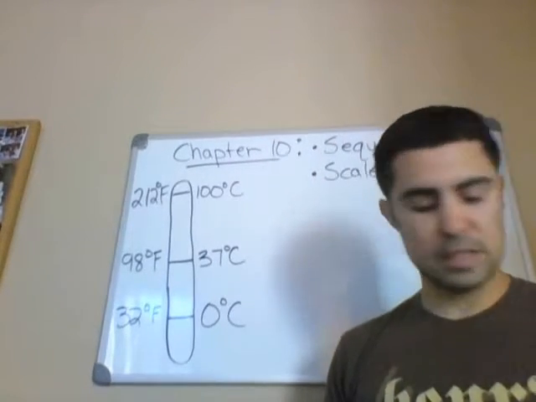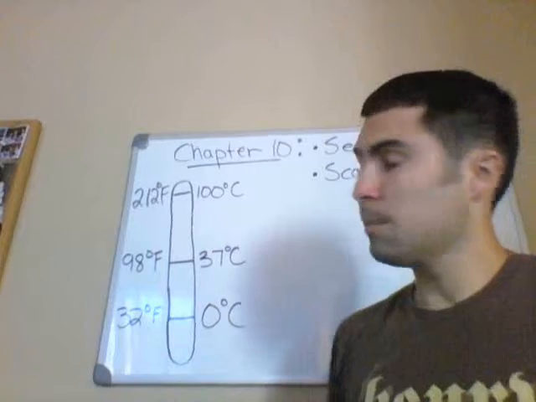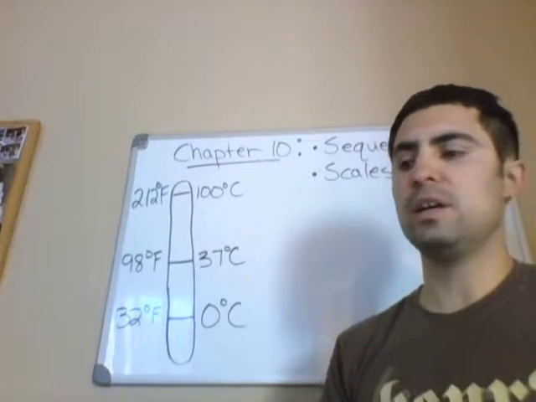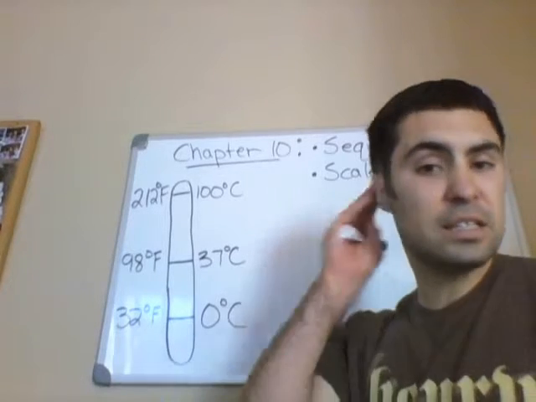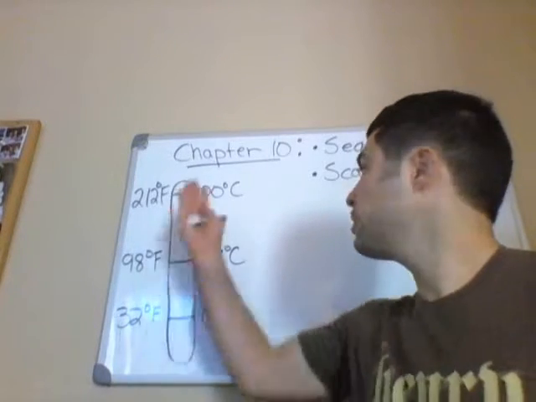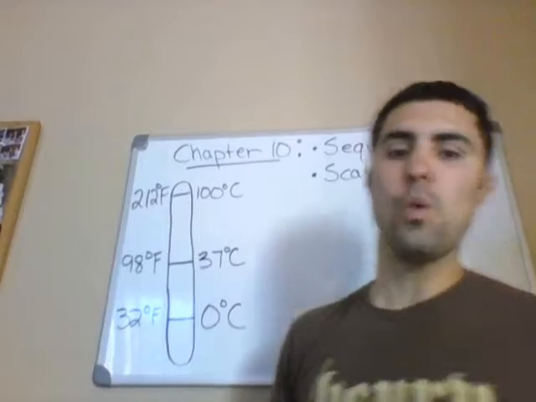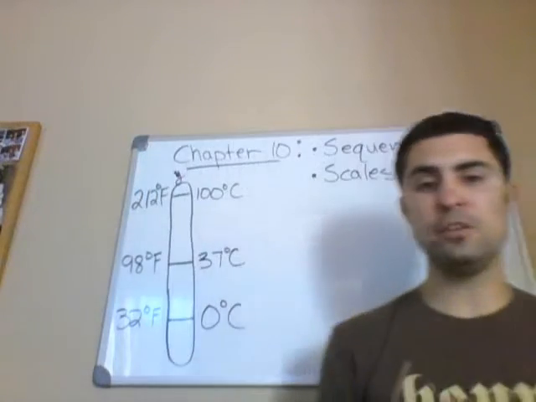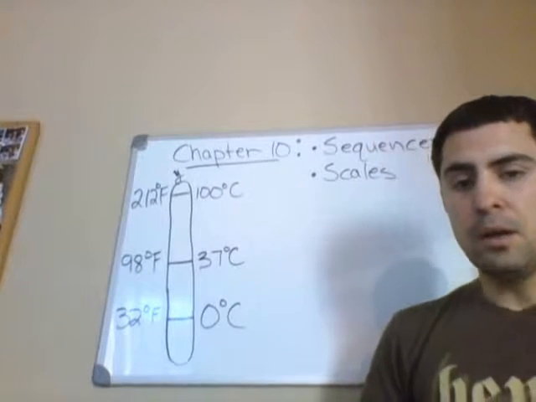Alright, so let's talk about scales. Here's a thermometer. I like to think of last lesson we talked about a number line and how that could be considered an x-axis. A thermometer, since it's going up and down, I like to think of that as a y-axis. So when we're graphing, that'll make more sense.